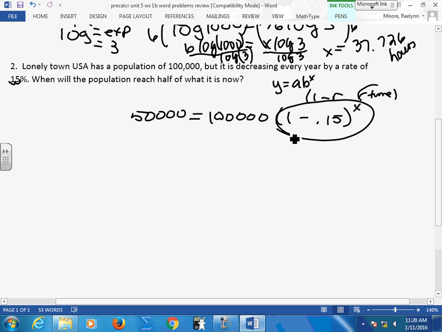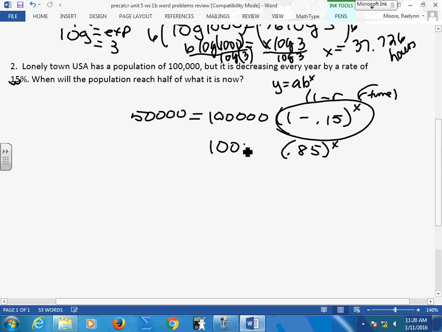Can you do 1 minus 0.15? 0.85. This is what's retained. When you lose 15% of your population, when you lose 15% of anything, think about it: if you lost 15% of a dollar, how much do you lose? 15 cents. So then how much do you have in your hand if you lost 15 cents? 85 cents. So when you're losing, decreasing, you're retaining 85 cents on that one.